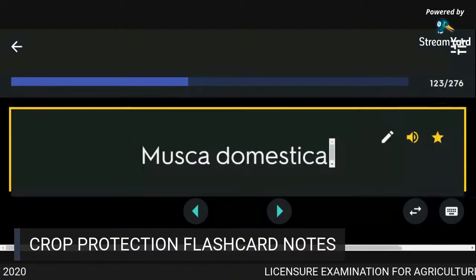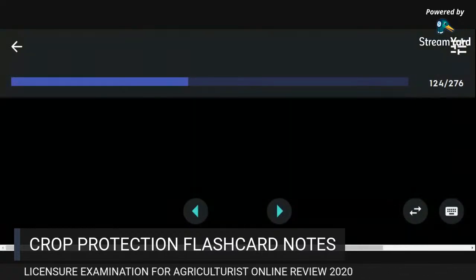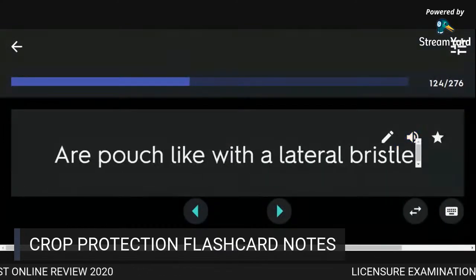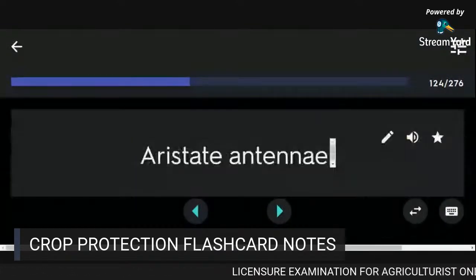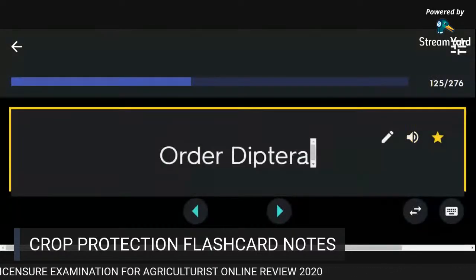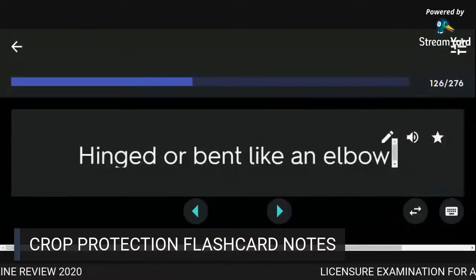Musca domestica. Housefly. Pouch-like with a lateral bristle. Aristate antennae. Housefly. Order Diptera. Hinged or bent like an elbow. Geniculate antennae.